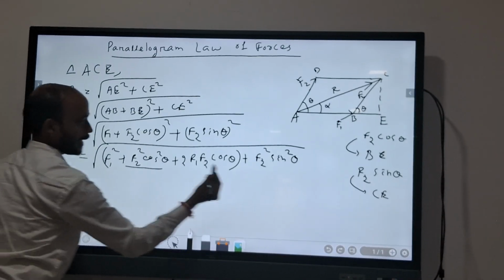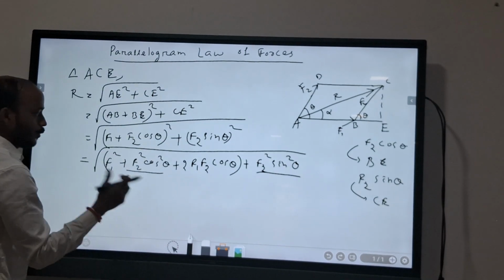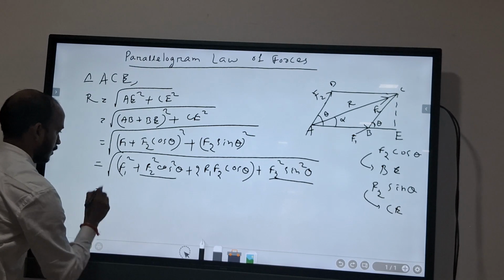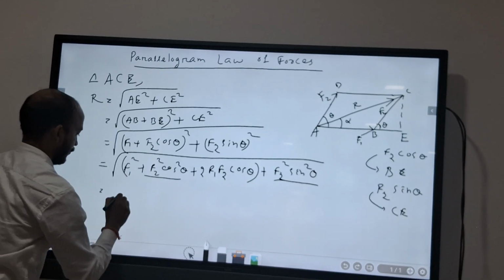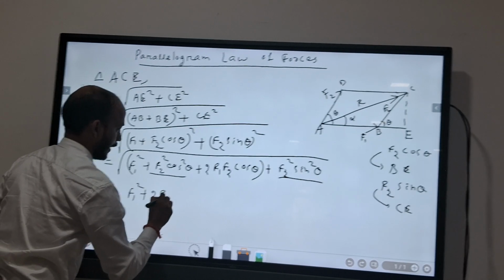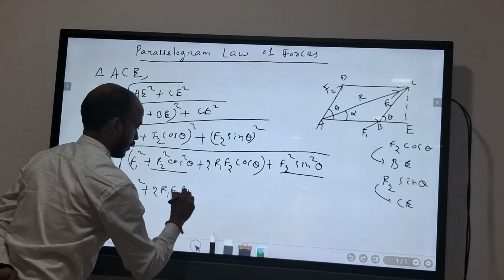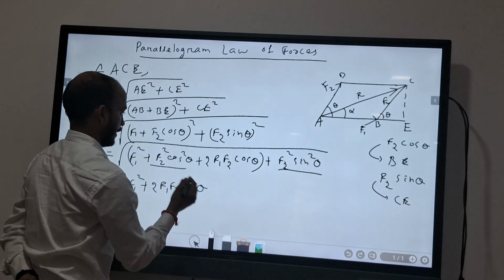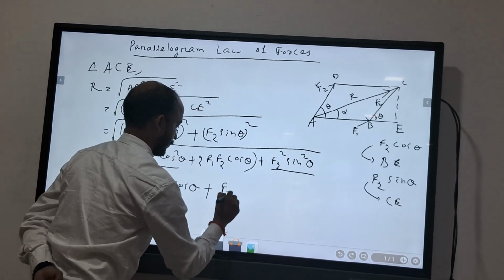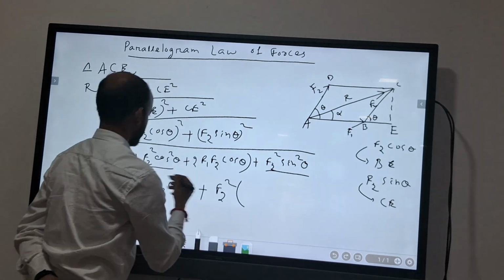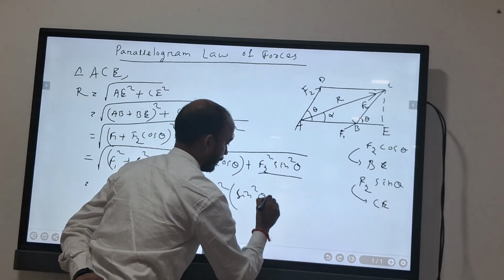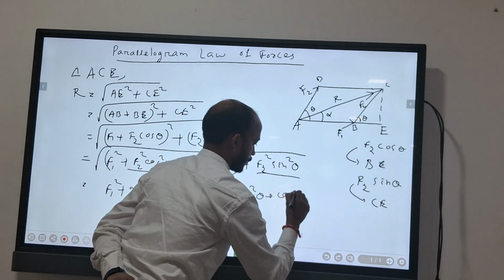From this part and this part, we take F2 square common. This part will be F1 square plus 2 F1 F2 cos theta, and from the other part we can take F2 square common, and what remains is sin square theta plus cos square theta.